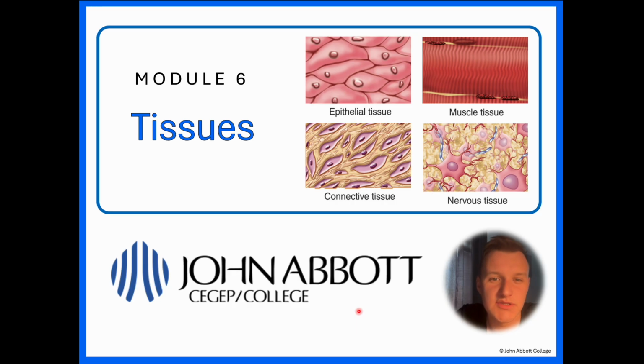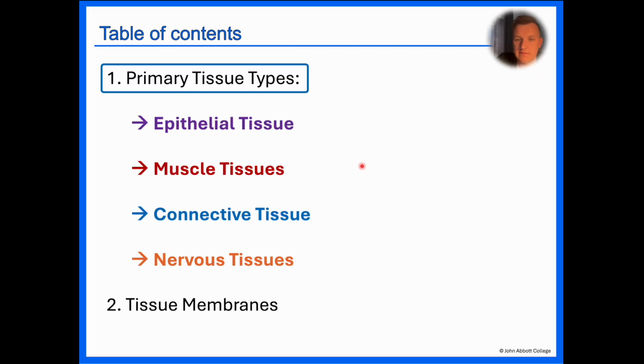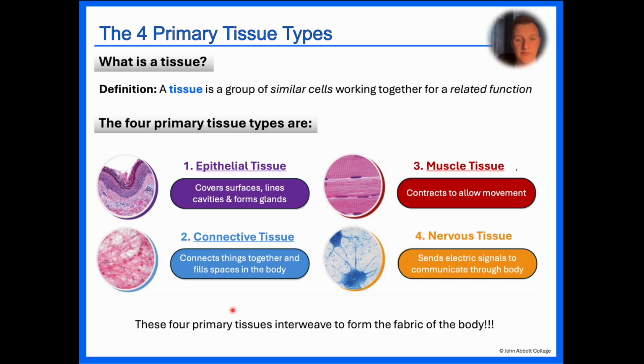Right, welcome to Module 6. This module is going to be on tissues. So we're going to see the four general categories of tissues in this module. So here are your extensive learning objectives. As I said, we're going to start by looking at the primary tissue types. There's 4 main categories. Then we'll talk briefly about tissue membranes.